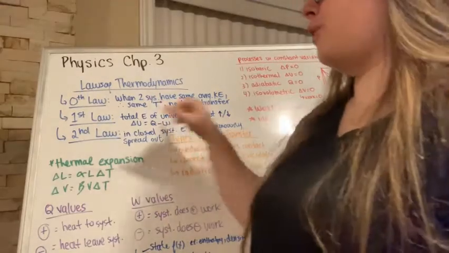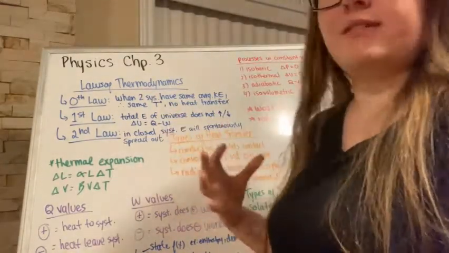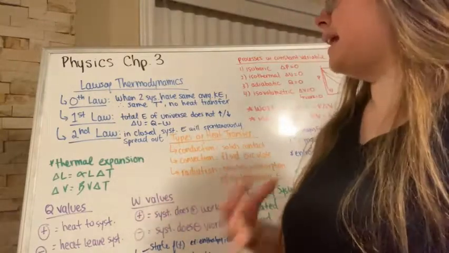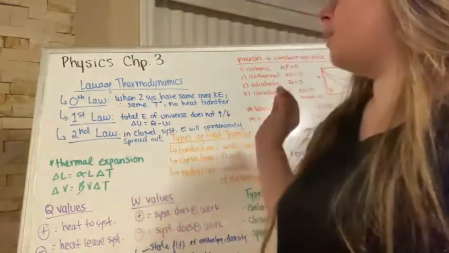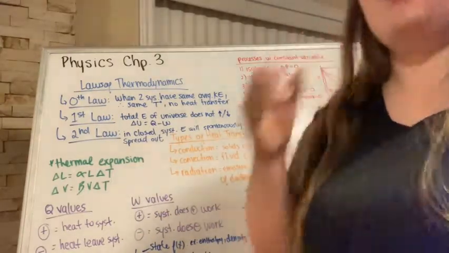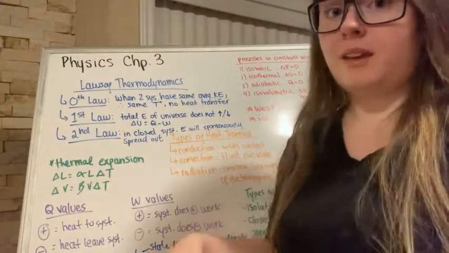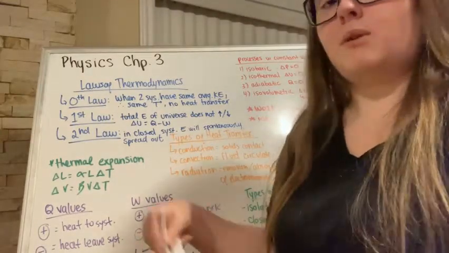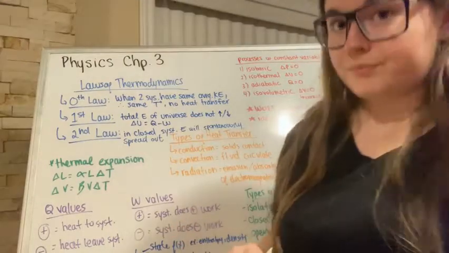So the zeroth law of thermodynamics states that when two systems have the same average kinetic energy, they will have the same temperature, which means no heat will be transferred. But until that point, one system is always going to be giving heat off and the other system is always going to be receiving heat until they reach thermal equilibrium.